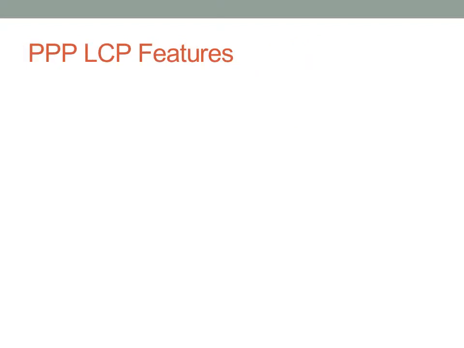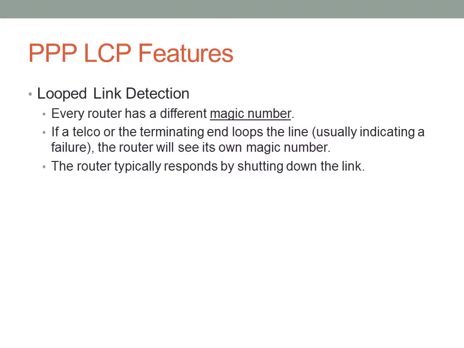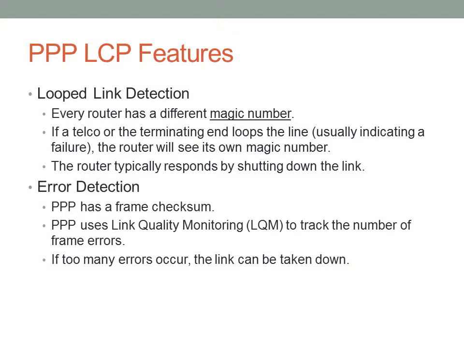Now, link control protocol within point-to-point protocol has quite a few features that I feel like you guys need to know about for the CCNA. It does what's called looped link detection. In other words, it can detect if a telco is terminating in loops the line. This is typically done when the line is down for maintenance or if a line has failed. The router will usually respond by shutting down the link if it recognizes and sees its own magic number on the line. It also does error detection.